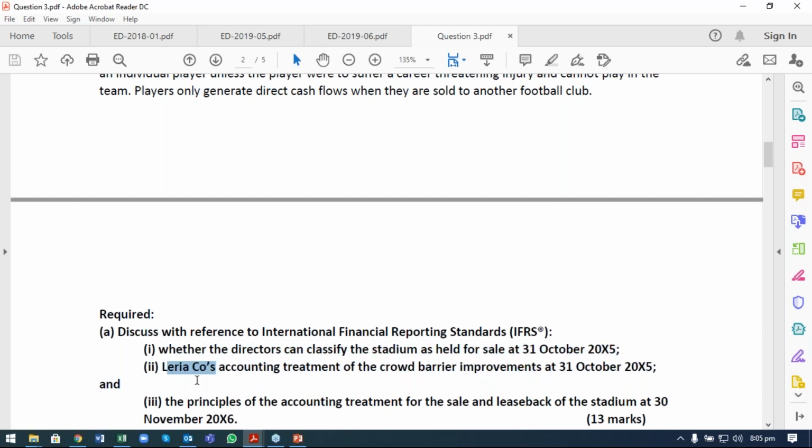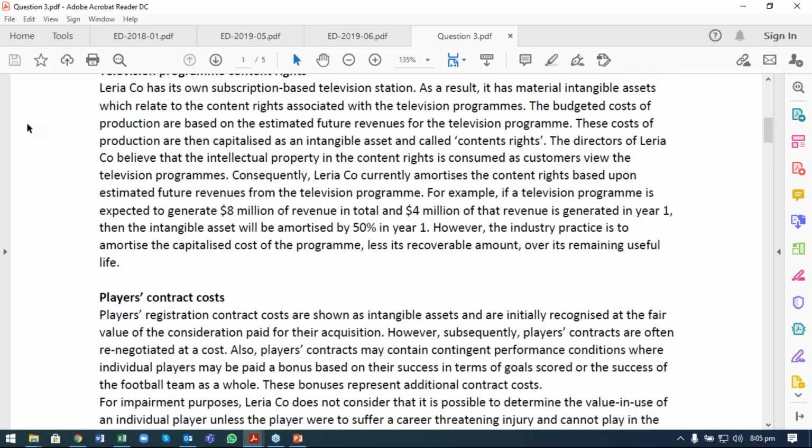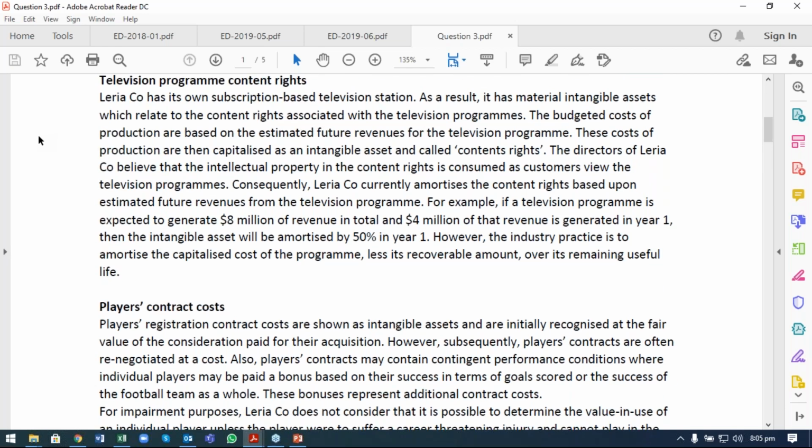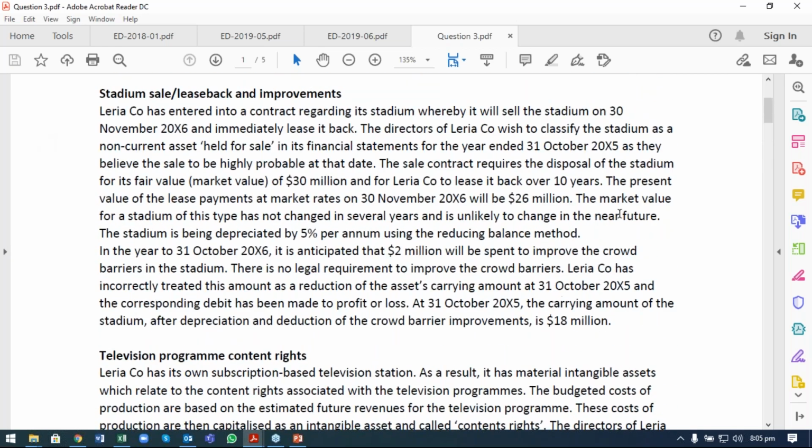Next is Laria company's accounting treatment of the crowd barrier improvement as at 31st of October 2005. First we need to understand what Laria company has actually done with these non-current assets. The improvement is of the crowd barriers, right? Where those who want to see the match sit, those barriers were improved.